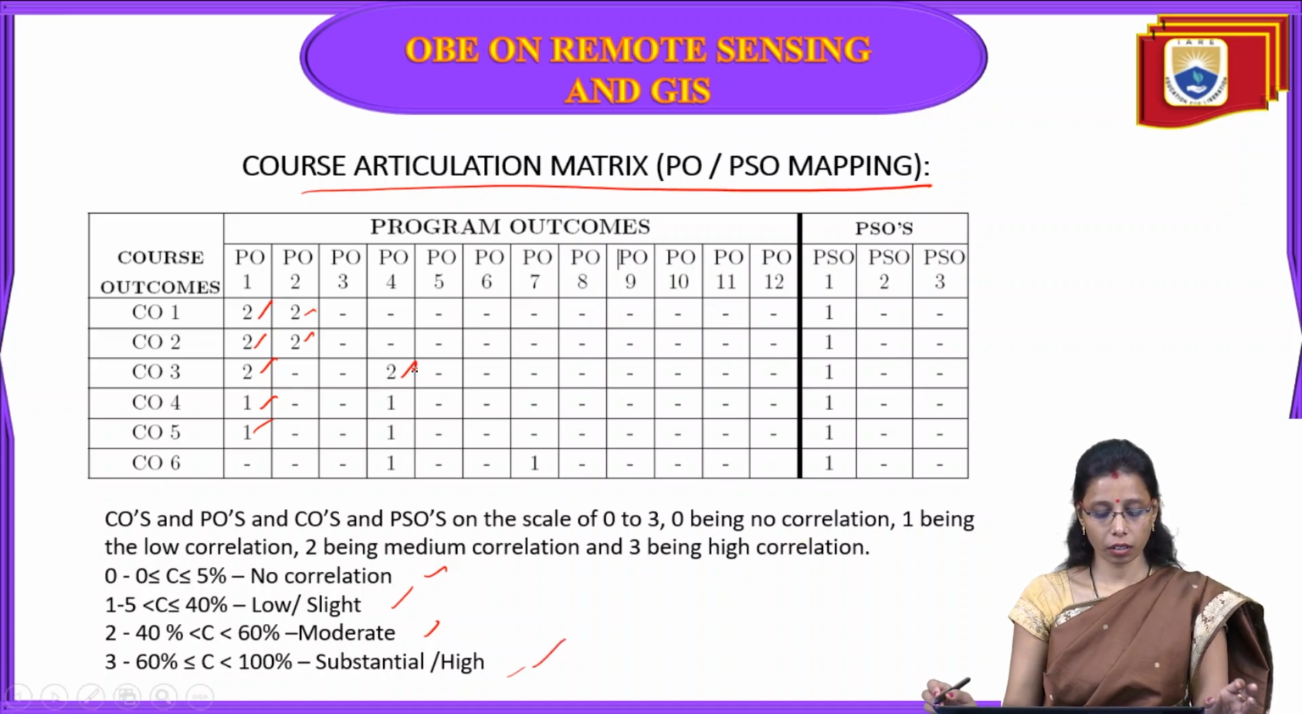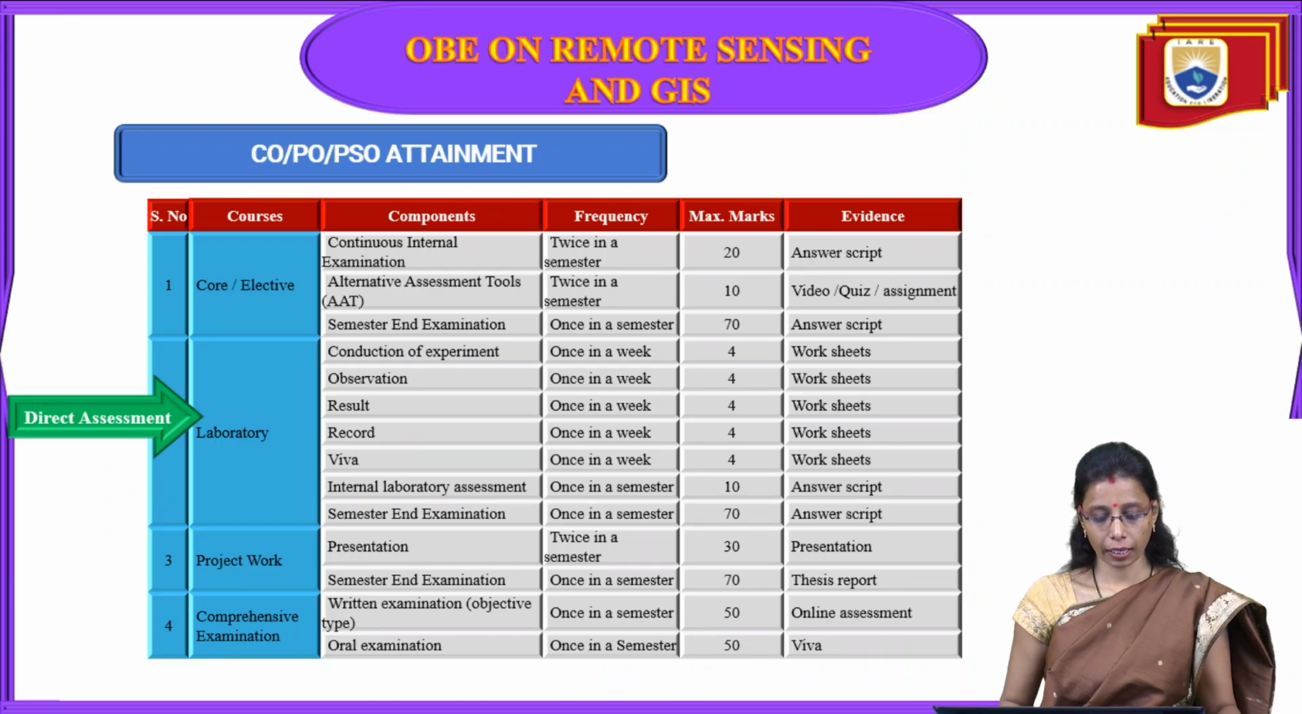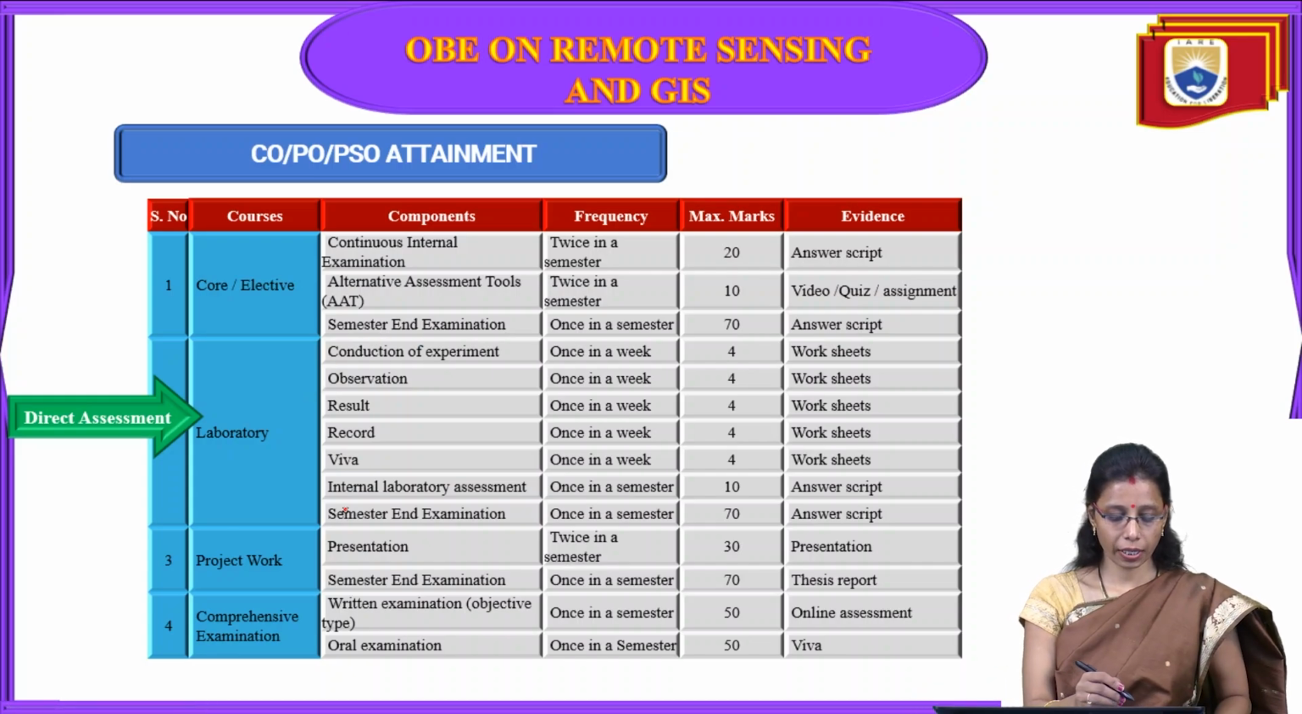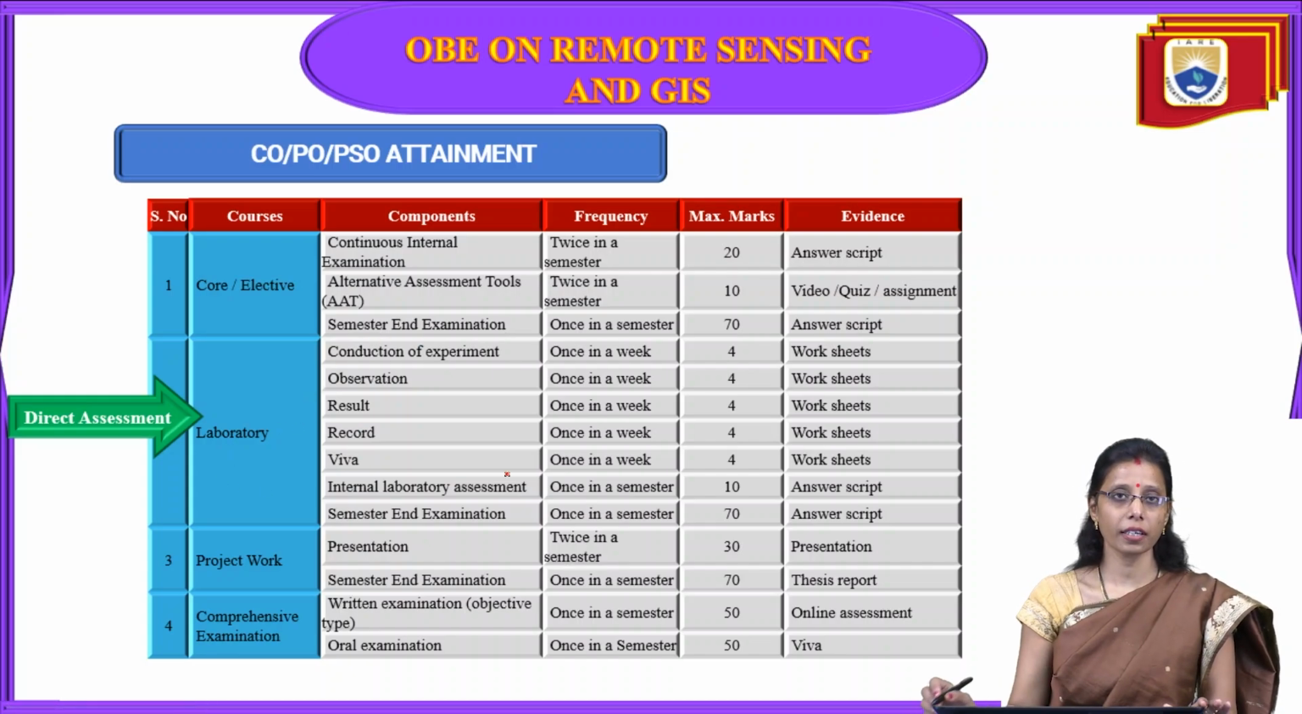So most of the program is related to 1 or 2. That means it is very less related, slightly related, and 2 is moderately related to the course of POs and PSO mapping. Now coming to the attainment part. In the attainment we can see COs, POs and PSO attainment. Attainment is given by the direct assessment and indirect assessment.